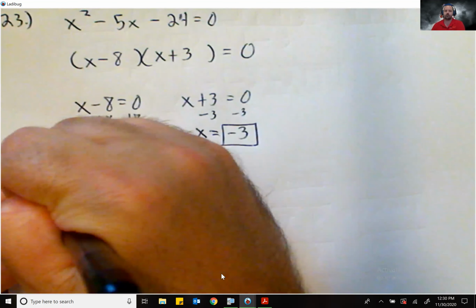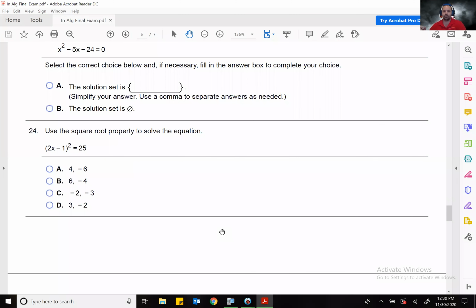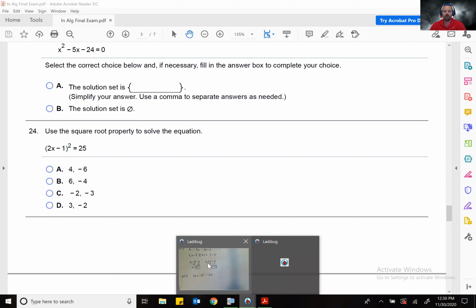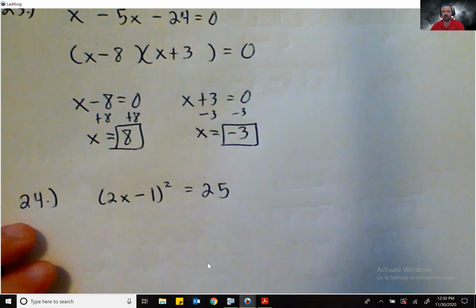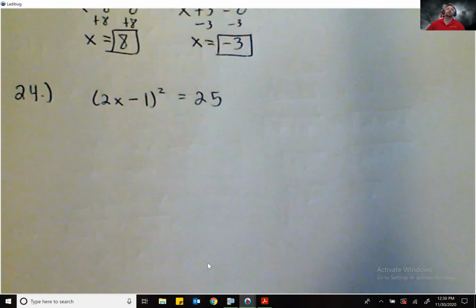Number 24. So number 24, it tells you exactly what to do. Use the square root property. And I would do that. All right. So we got 2x minus 1, that is squared, equal to 25. All right. So how do we solve this? What are we going to do?